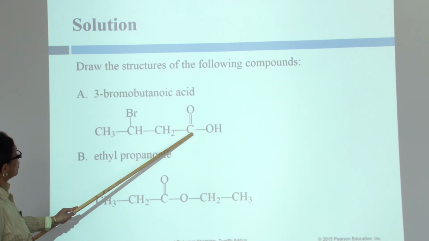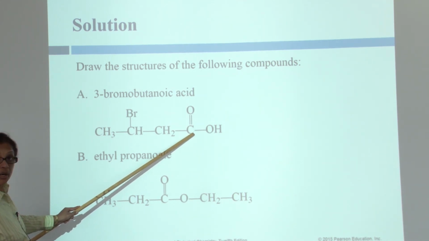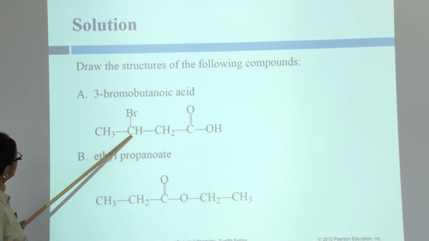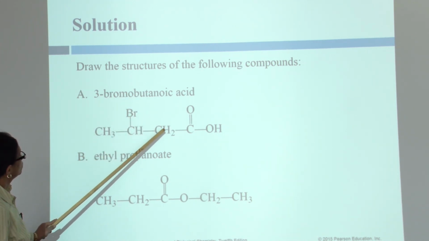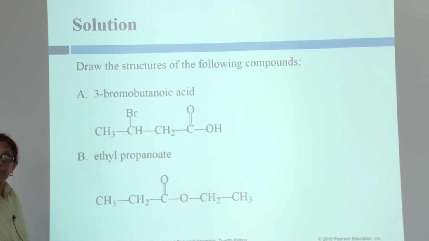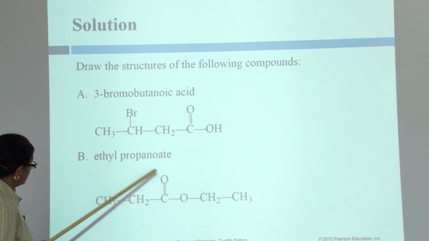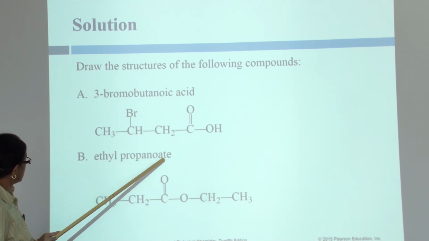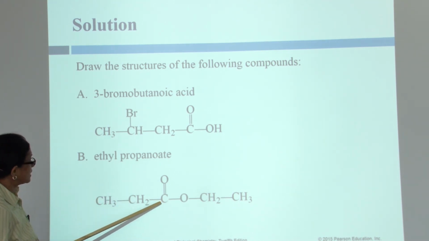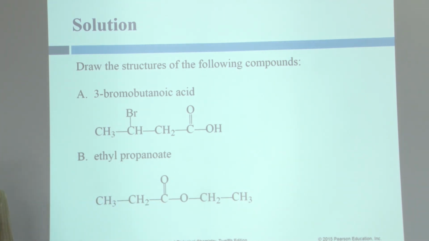Prop is 3. So 1, 2, 3, 3 carbon propanoate, and ethyl, 1, 2, comes from the ethyl alcohol. And this is the carboxylic carbon, 1, 2, 3. 3-bromobutanoic acid, 1, 2, 3, 4. But. Ethyl, the alcohol group. Propanoate, propanoic acid, the acid. So esters are alcohol and acid molecules combined.